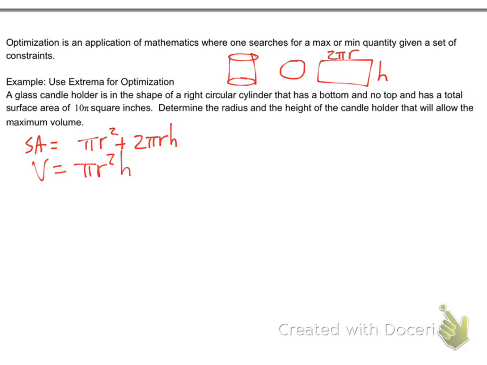So, what we have here is two formulas that we somehow have to mash together to maximize. I want to maximize the volume. And if I want to maximize the volume, I really don't care then for surface area, right?